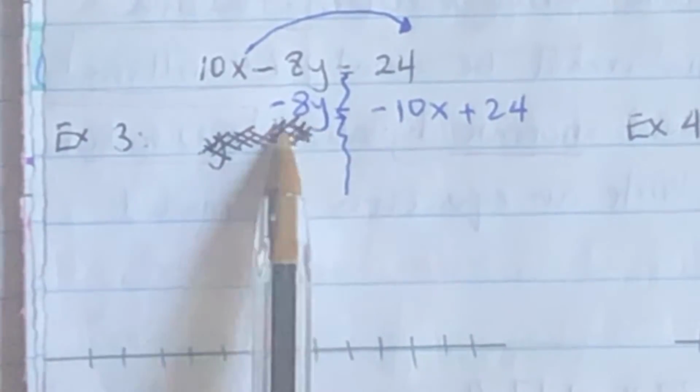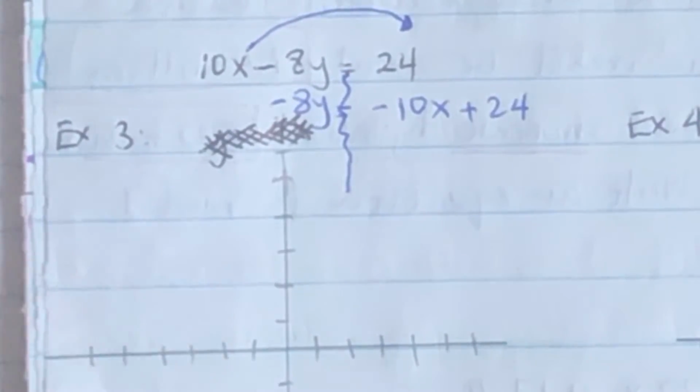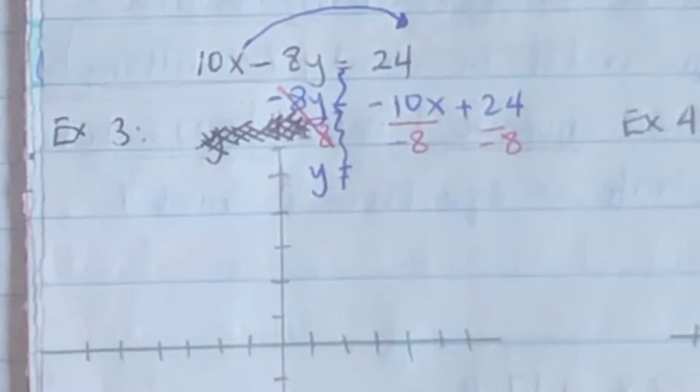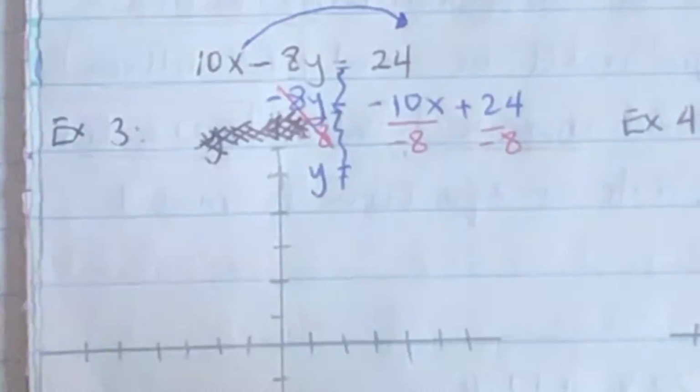All right, now y is still not by itself, so what do I need to do? I need to divide everything by what's bothering the y, which is negative 8. Divide everything by negative 8. Okay, so negative 8 divided by negative 8 is positive 1, so that gives me my y equals. And then a negative divided by negative is a positive.